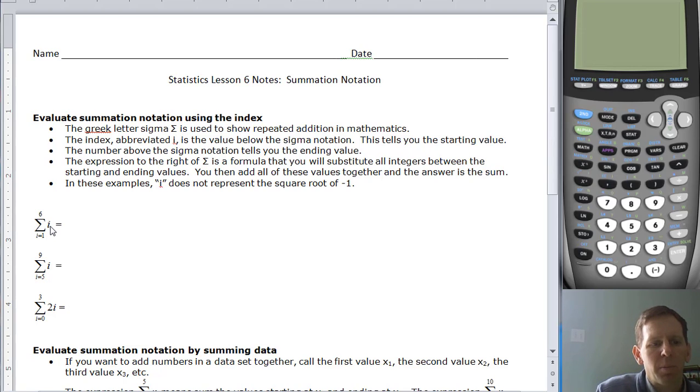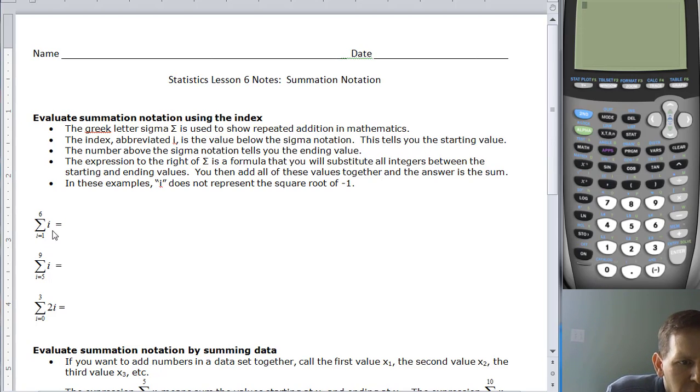This is a formula we're going to be plugging numbers into, and then we're going to end up adding some things together. Also, just to make sure it's clear, we have used I to represent the square root of -1 in the past. In these examples, I does not represent that. I is just standing for an index or a formula. So how exactly does this work out? Let's take a look at our first example.